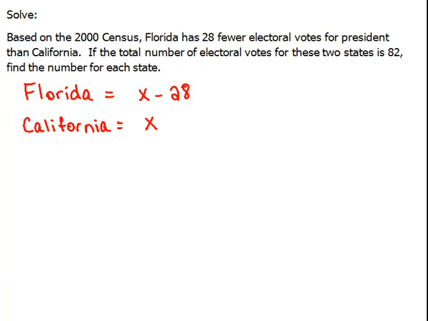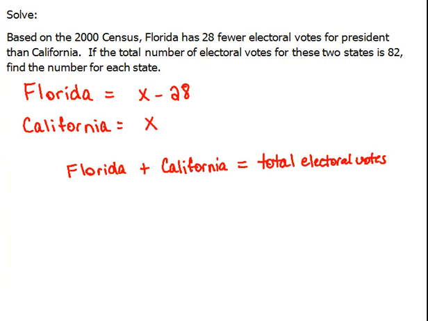to find out how many Florida has. Now, I hope that you see that I'm just talking myself through this problem, trying to understand what they're talking about, what they want, how these things are all related. This is the crucial part of this. Now, they also told us in here that the total number of electoral votes for the two states is 82. So doesn't that mean that if I took the votes in Florida and added in the votes in California, that would be our total electoral votes? Absolutely. Our equation is here.